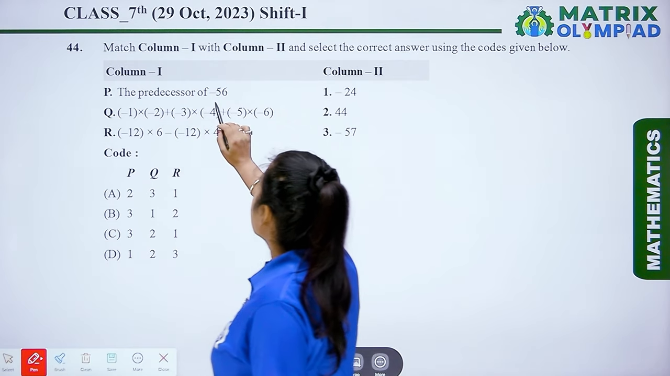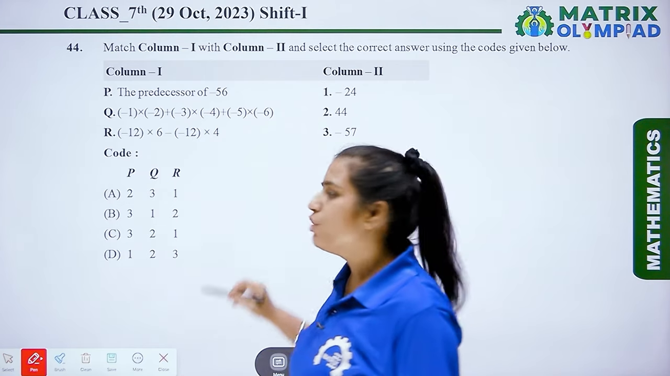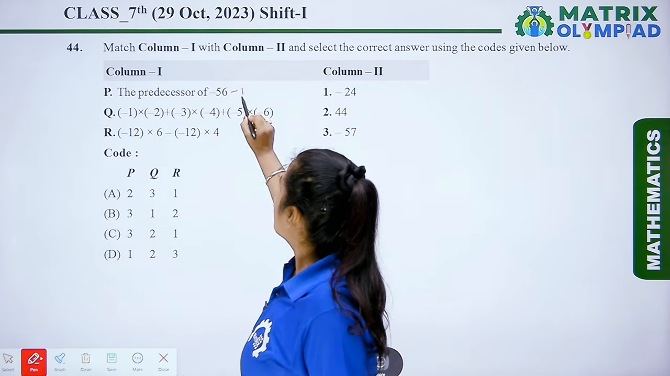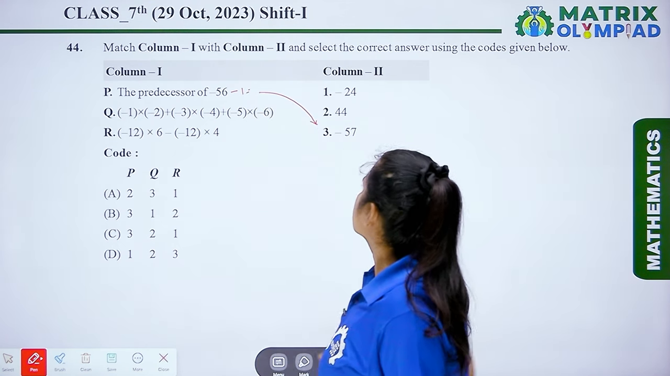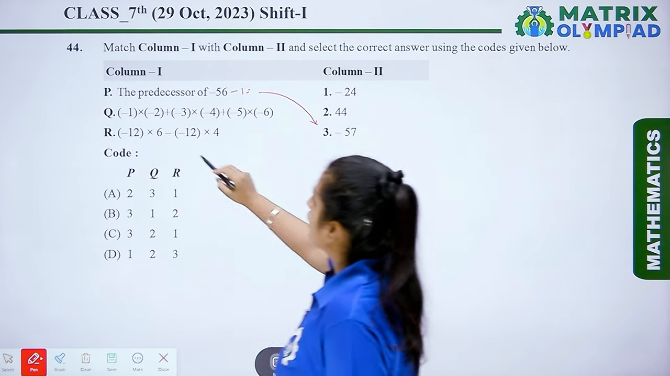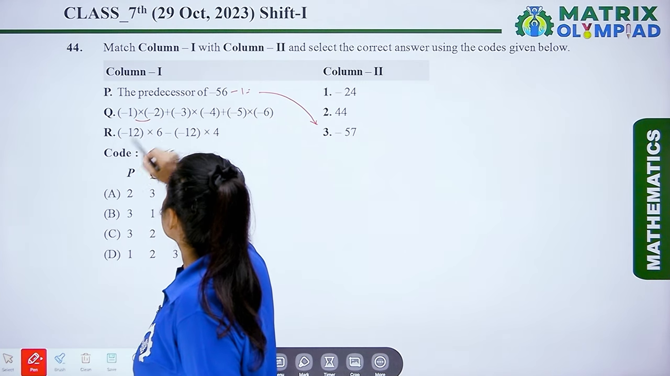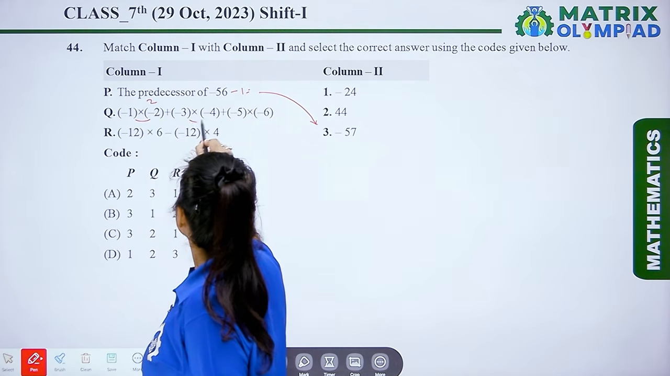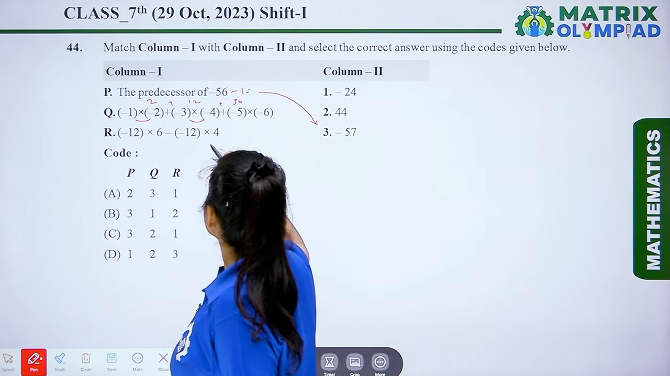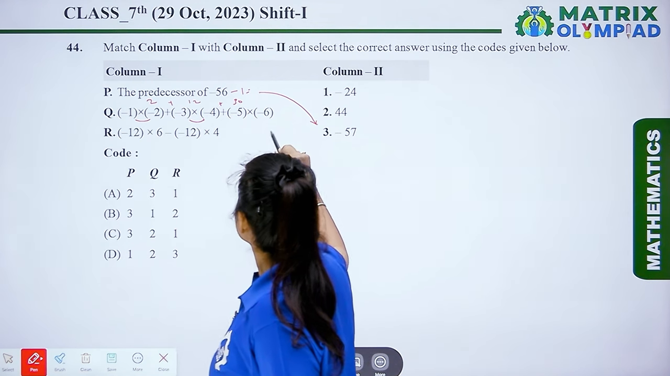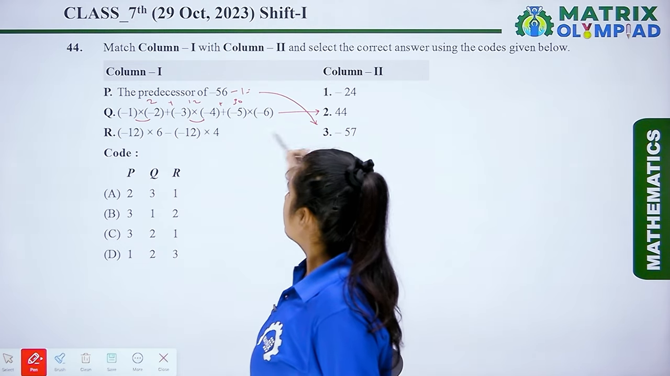The predecessor of minus 56 is... So here predecessor means subtracting 1. Let's subtract 1 from this and we get negative 57. So here the answer is minus 57. Now let's calculate and find out the answer. Negative 1 multiplied by negative 2 is positive 2. Here it is positive 12 and positive 30. So here the answer is 44. So we get the answer 44 here.